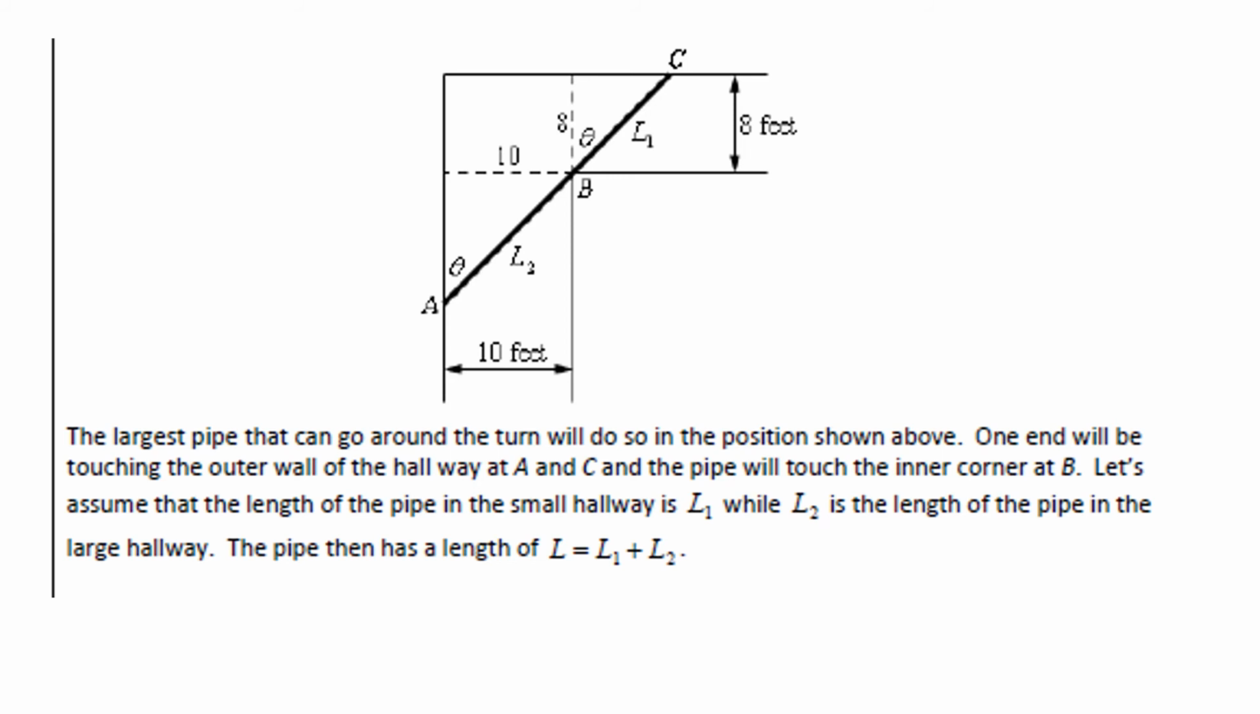The largest pipe that can go around the turn will do so when in the position shown above. And notice I'm breaking it into two parts, L1 and L2. That's part of the cleverness of this problem. One end will be touching the outer wall of the hallway at A and C, and the pipe will touch the inner corner at B. We're splitting it into components: L1, the length of the pipe in the small hallway, and L2, the length of the pipe in the large hallway. So the length of the pipe is L equals L1 plus L2.